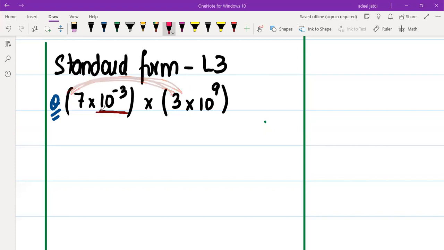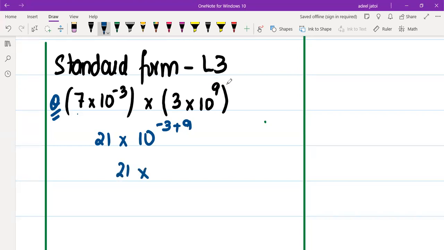Whereas 10 to the power minus 3 multiplied by 10 to the power 9, can I say that bases are same? So powers are going to be added. So we can write 7 3s are 21 into 10 to the power minus 3 plus 9. So 21 into 10 to the power 6.